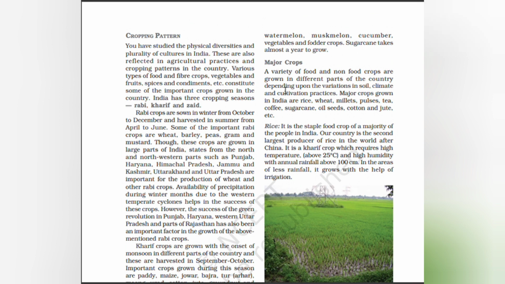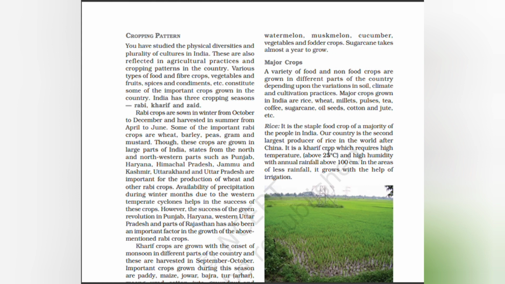Major crops. A variety of food and non-food crops are grown in different parts of the country depending upon the variations in soil, climate and cultivation practices. Major crops grown in India are rice, wheat, millets, pulses, tea, coffee, sugarcane, oilseeds, cotton and jute, etc. Rice. It is a staple food crop of the majority of the people in India. Our country is the second largest producer of rice in the world after China.